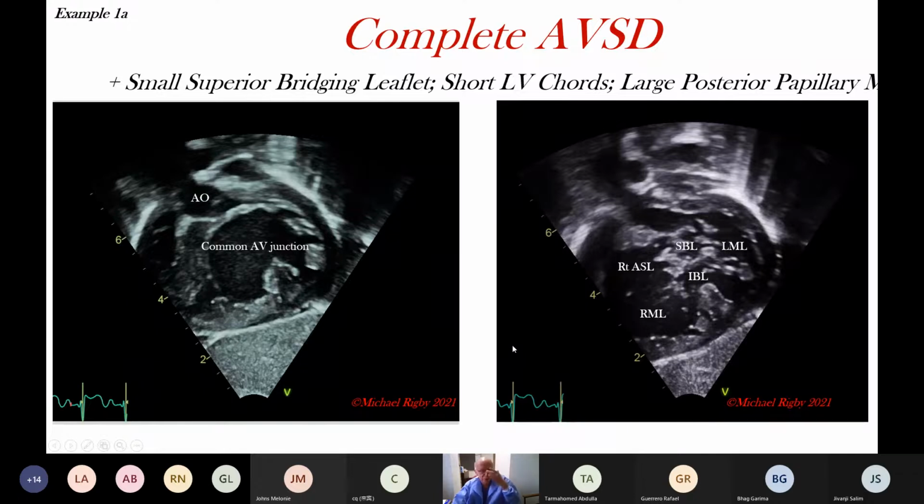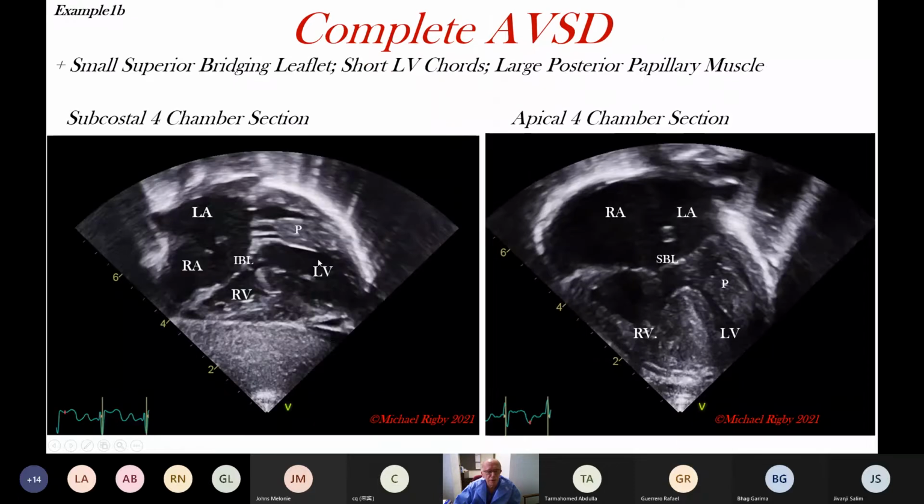The surgeon comes out of the operating room after 8 hours, and he said that was impossible. He said to me, the superior bridging leaflet was unbelievably small. So, of course, when I looked back at the echocardiogram, he was right. The superior bridging leaflet was unbelievably small. He said there was a huge papillary muscle in the left ventricle, and there were very, very short chords. Here in this subcostal view, here's the huge papillary muscle. Here's the very short chords. This is the inferior bridging leaflet.